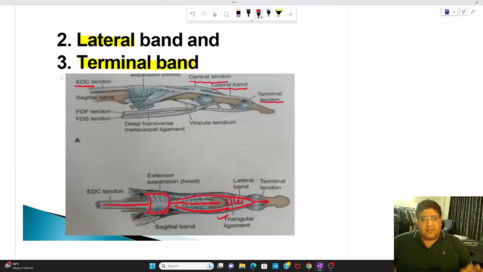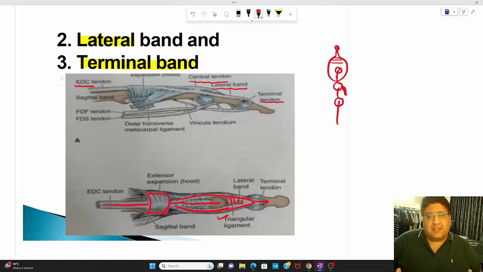The extensor apparatus includes EDC, EIP, EDM. After crossing the extensor retinaculum from the forearm, it enters into the hand. Then it goes on to the MP joint. It makes a dorsal hood, an extensor hood. In that hood, you have EIP, interossea, and lumbrical. After that, it gets inserted. The central slip goes and gets inserted onto the base of the middle phalanx. You have a lateral band on each side. Together they make a terminal band which goes and gets inserted onto the base of the distal phalanx. And then you have something over here which is called the triangular ligament. So this is the summary of the structure of the extensor apparatus.